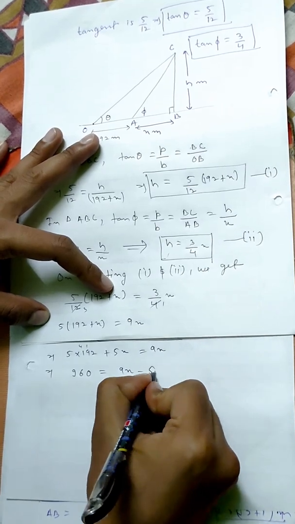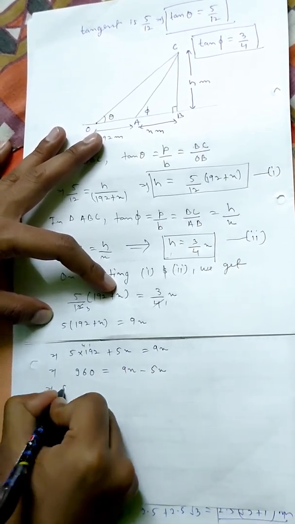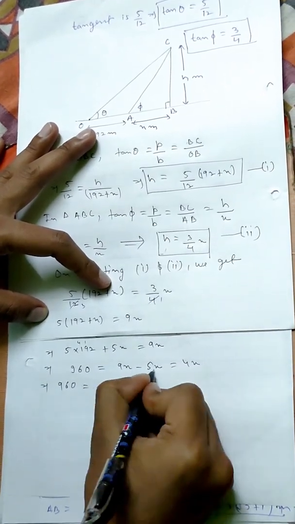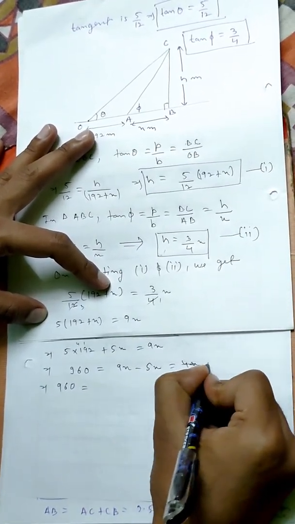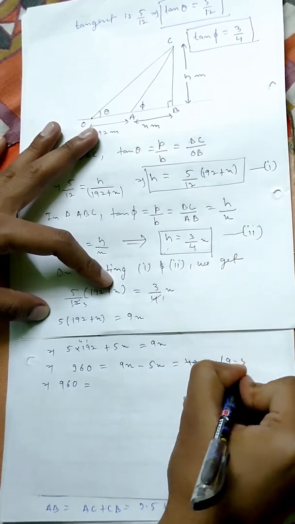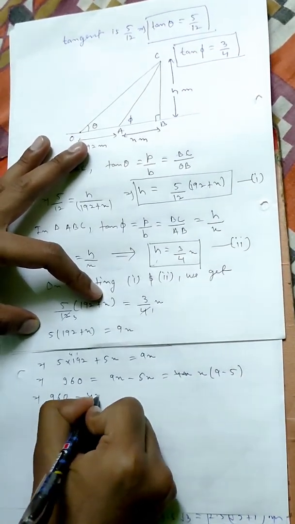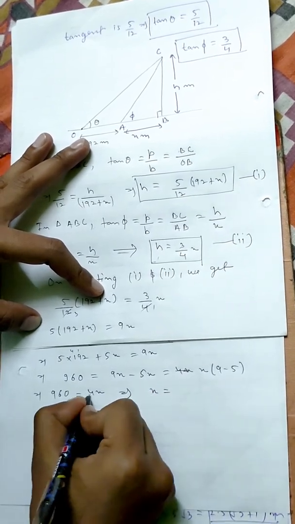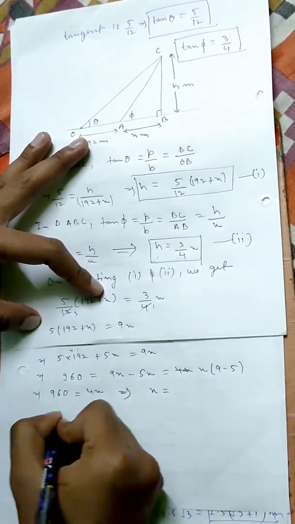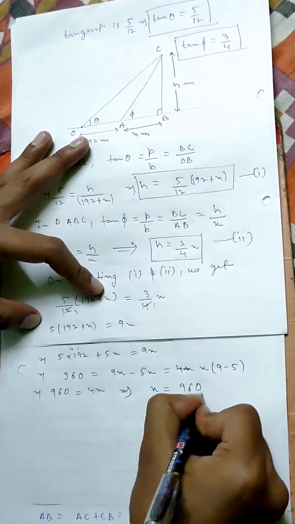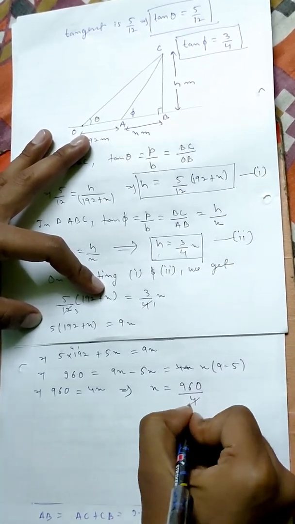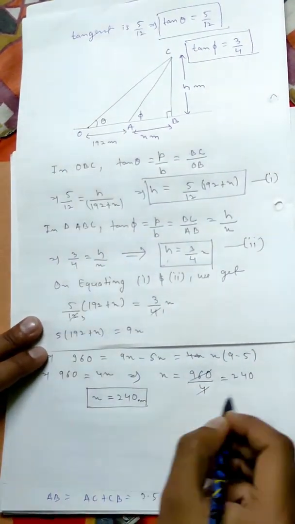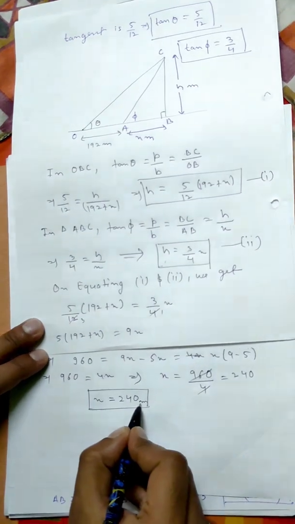Take this side, minus 5x. So 960 will be equal to 4x. 9 minus 5 is 4x, we will take x common. 9 minus 5 will give us 4. Then in the next step, x equals, these are both multiplied, so we'll take 4 and divide 960 by 4. After cancelling, we'll get x equals 240 meter.